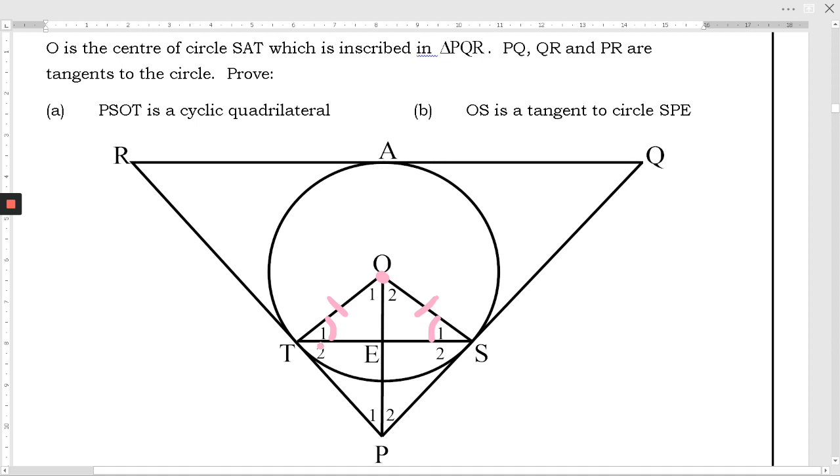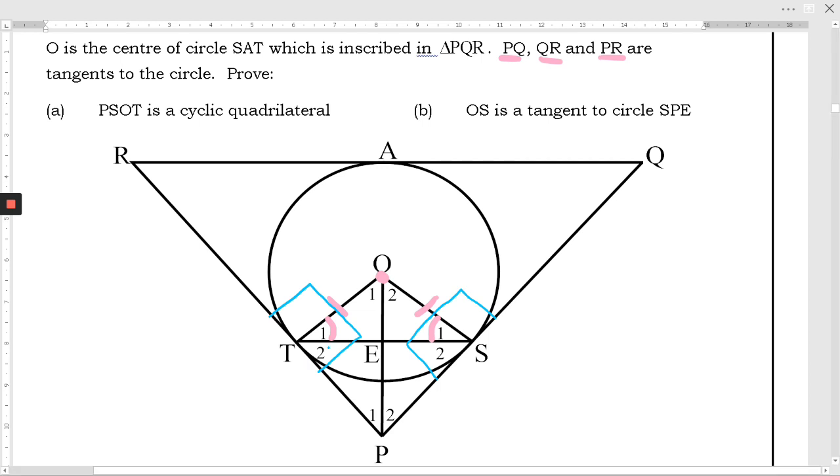Got tangents, have I? Are those tangents? Let me double check. PQ, QR, and PR are tangents. Okay, they are tangents. So I've got tan red. I'm going to do these in a different color. Got two of them. Just want to cover the T1 and T2 and then the S1 and S2.